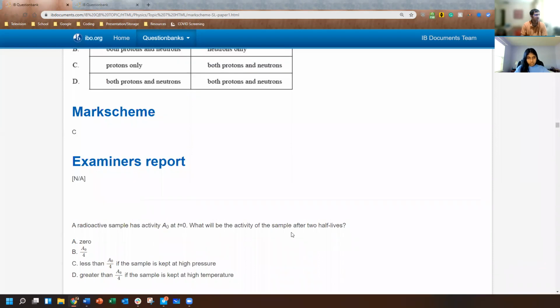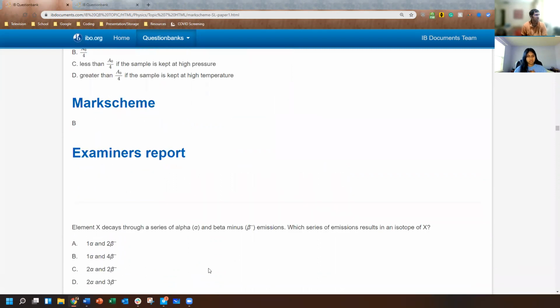A radioactive sample has activity A naught at t equals 0. What will be the activity after 2 half-lives? So after 1 half-life, it's A naught over 2. And after the second half-life, it's A naught over 4, right? So B. And then it doesn't depend on pressure or temperature, right? Because it's random and spontaneous.